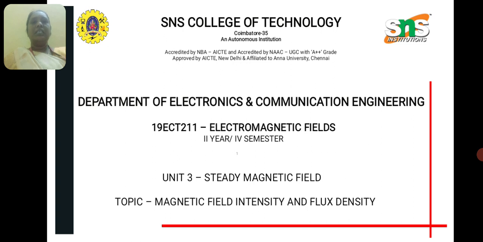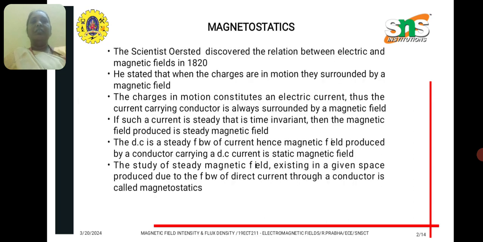In this lecture series, we are going to see the topic on magnetic field intensity and flux density. In magnetostatics, the scientist Oersted discovered the relation between electric and magnetic fields in 1820. He stated that when charges are in motion, they are surrounded by a magnetic field. Charges in motion constitute an electric current, thus a current carrying conductor is always surrounded by a magnetic field.